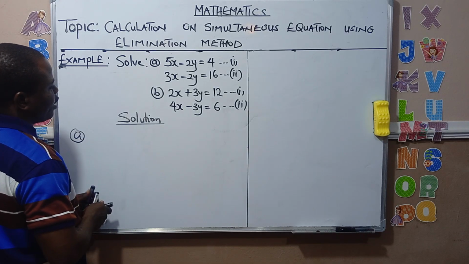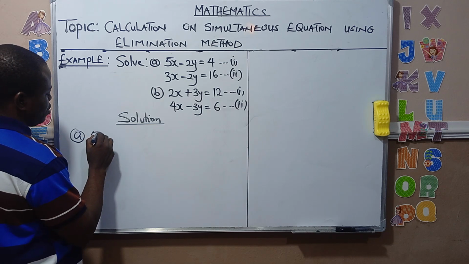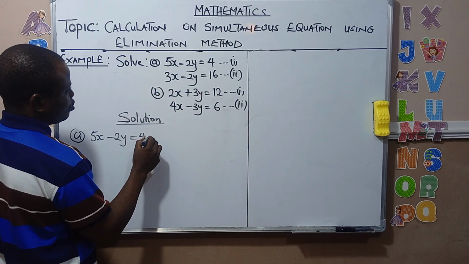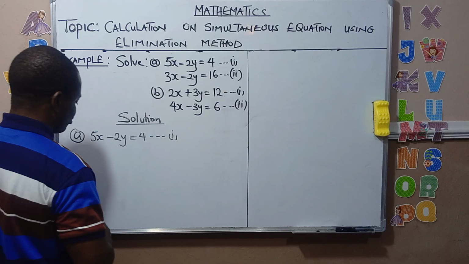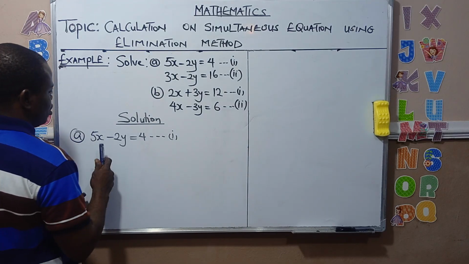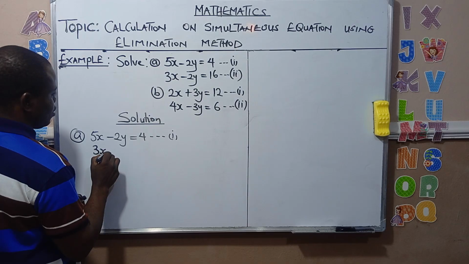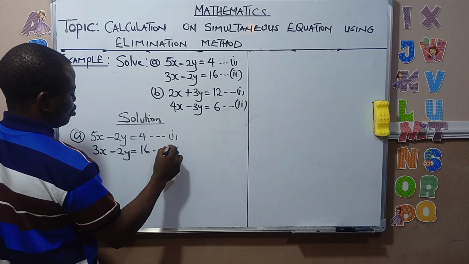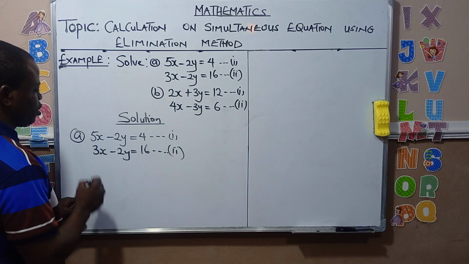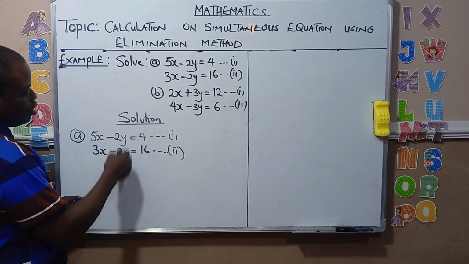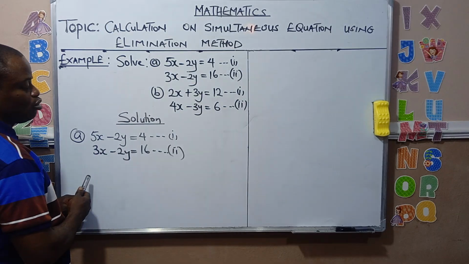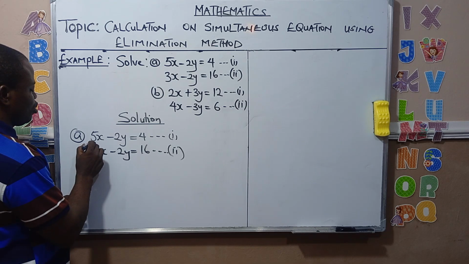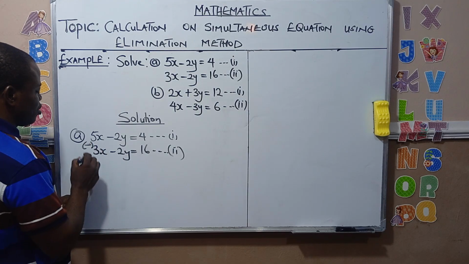We are having 5x minus 2y equals 4. That's equation 1. We are having 3x minus 2y equals 16. That's equation 2. From here, you can see that to eliminate y, you have to subtract equation 2 from equation 1.